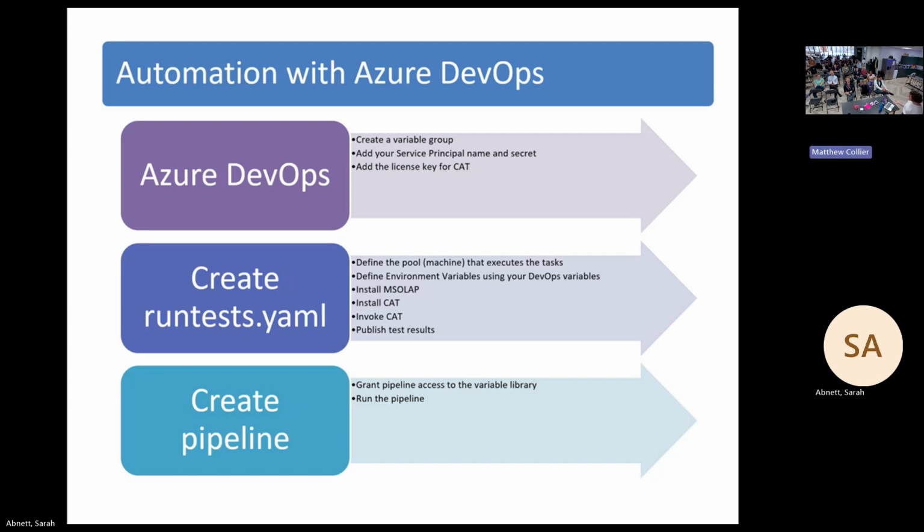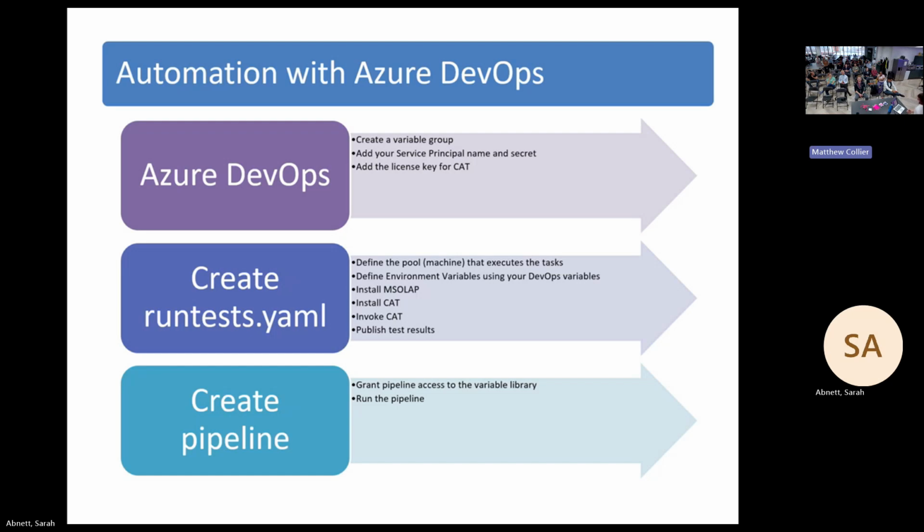So what I'm going to do with Azure DevOps is very similar to what I've done already. I'm going to keep my service principal credentials in there by creating a library and putting them in variables. I also need to add the license key account. As I said, you have to pay for it at this point.